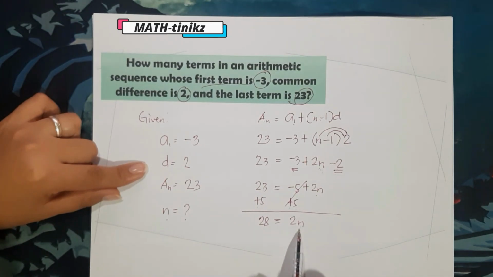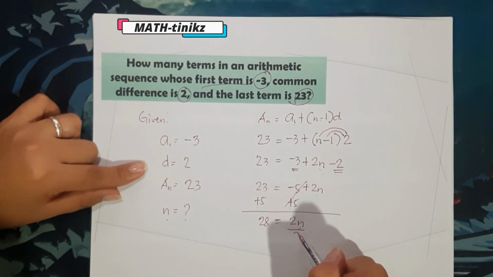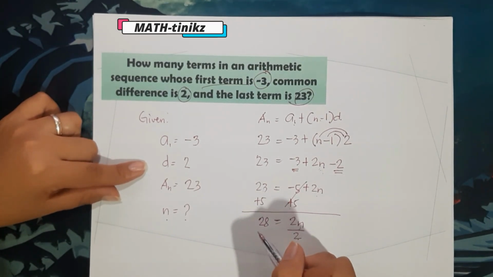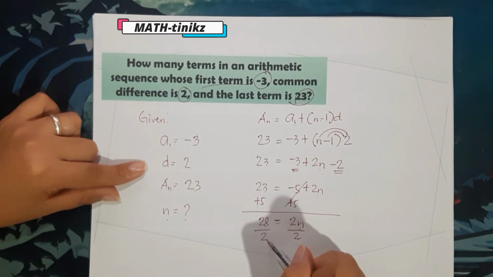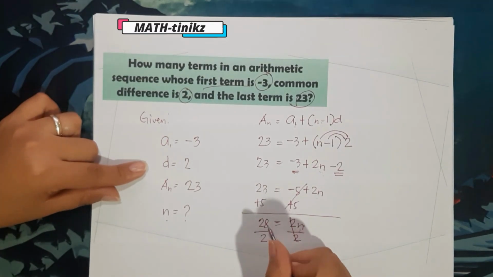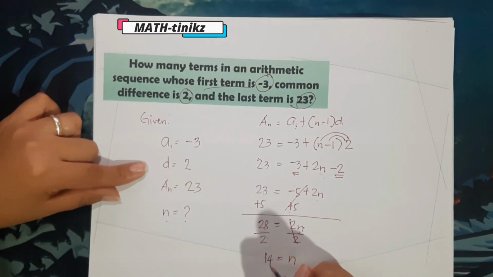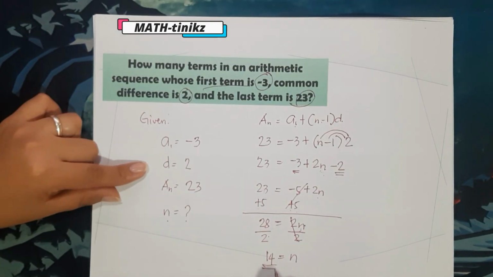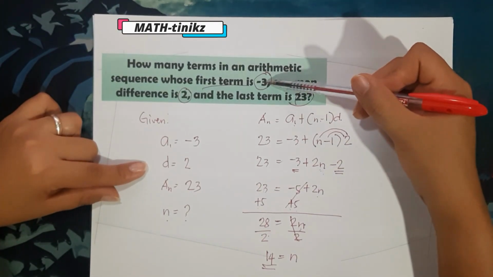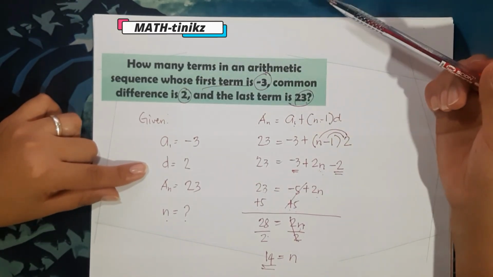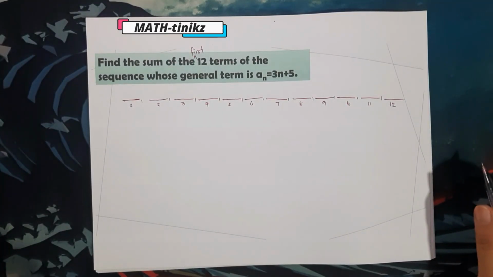And to leave n here, we divide 2 by 2. You divided by 2 here, so to balance the equation, you divide by 2 here too. So it cancels, and what is left is n. And 28 divided by 2 is equal to 14. So, there are 14 terms when the first term is negative 3, the last term is 23, and the common difference is 2.